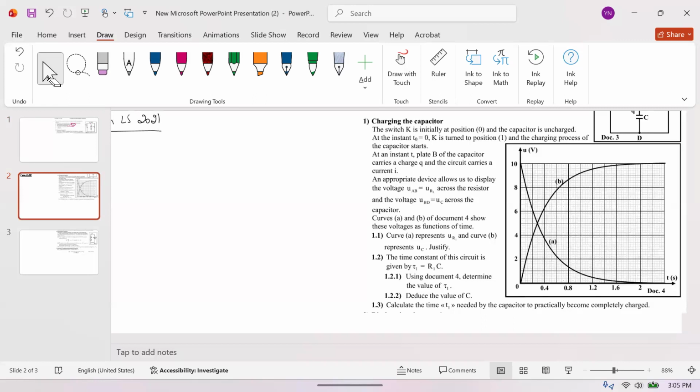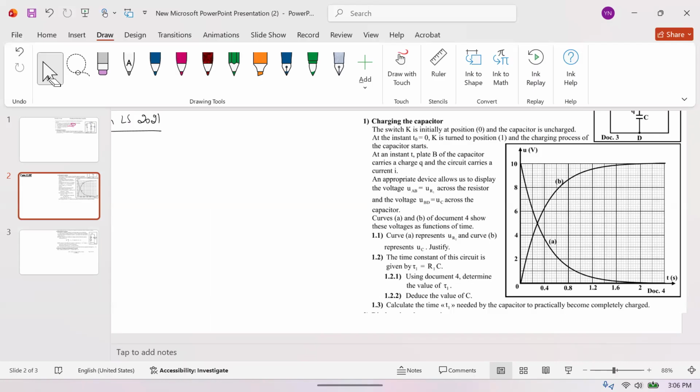And as we can see in the graph, we have two curves. One of them should belong to the resistor and the other to the capacitor. Now in 1.1, they're telling us that curve A represents the voltage of the resistor. Why is that? Because we know in the phase of charge, the capacitor is progressively charging, so it's taking the voltage of the battery. When it's completely charged, it will not leave anything to the resistor. So the resistor was initially at its best voltage and it's progressively decreasing because of the increase of the capacitor's voltage.